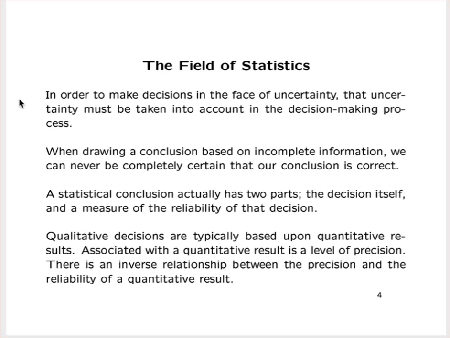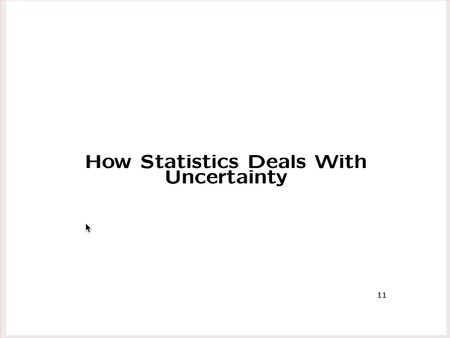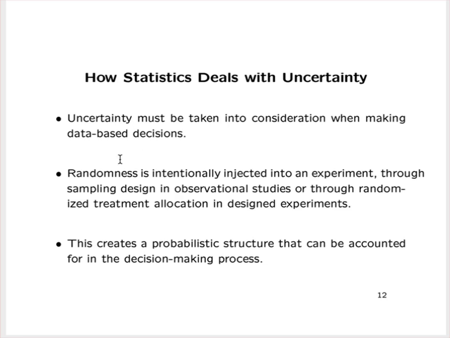We said that in order to make decisions in the face of uncertainty, that uncertainty must be taken into account in the decision-making process. We also realize that when drawing a conclusion based on incomplete information, we can never be completely certain that our conclusion is correct. With that in mind, we need to be able to incorporate that uncertainty into our decision-making process, so we need to think about how statistics deals with uncertainty. How do we quantify that?